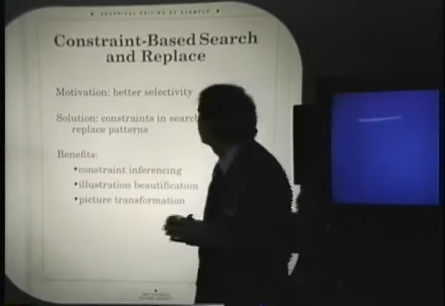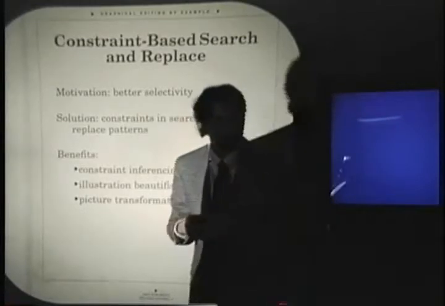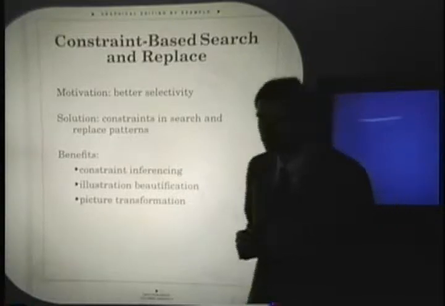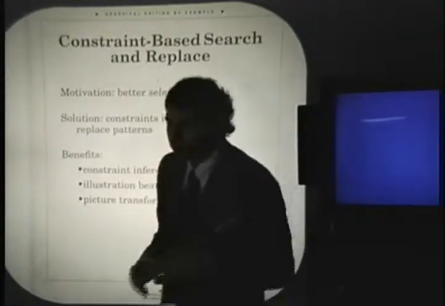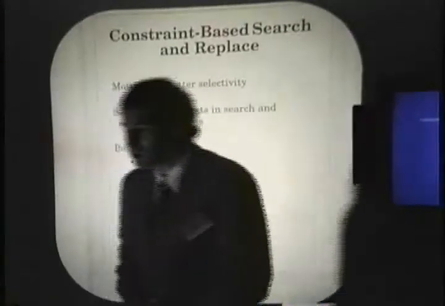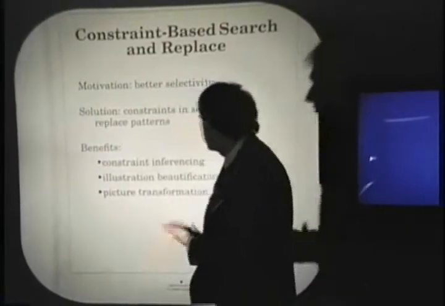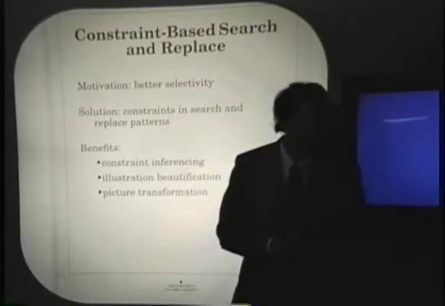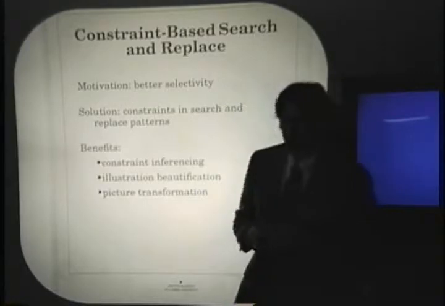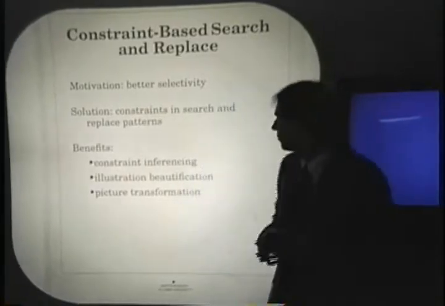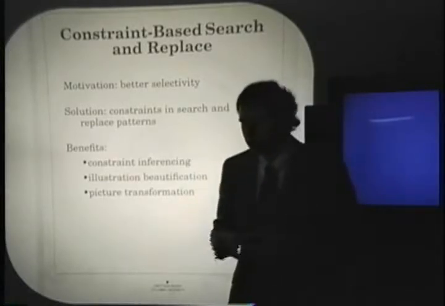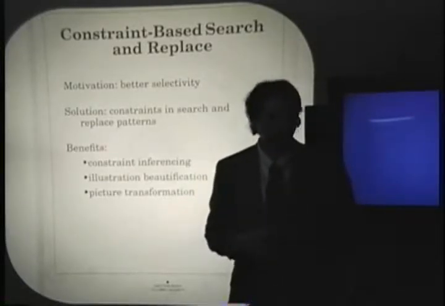of a triangle. So we've developed another technique called constraint-based search and replace that gives us better selectivity in both the search and the replacement patterns. It does so through the use of constraints. It can be used for a number of different things. It can be used in order to infer a number of constraints in a static diagram. It can be used in order to neaten up roughly drawn illustrations. And it can also be used for fairly complex picture transformations. I'll give you examples of all of these in the talk and in the videotape that I'll show you now.